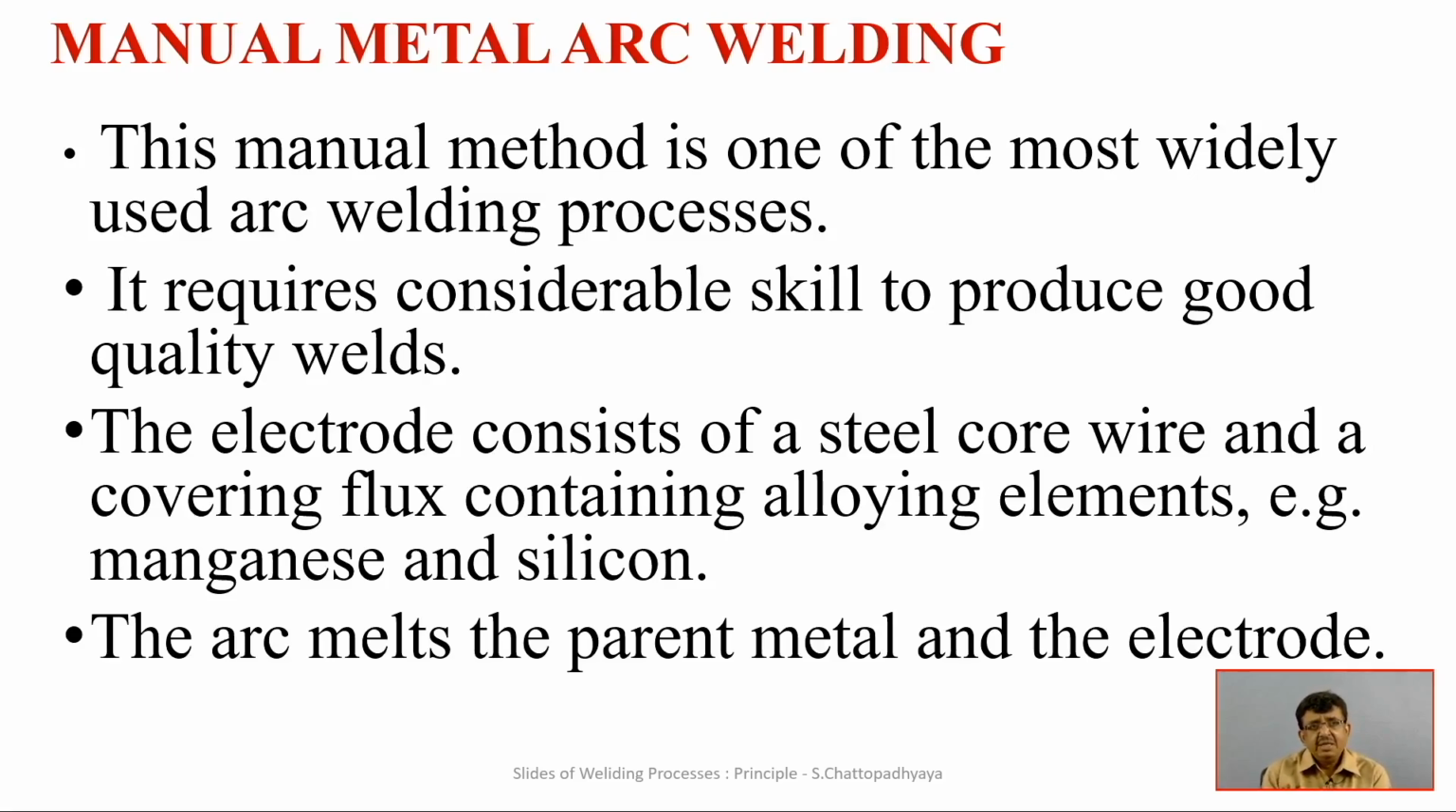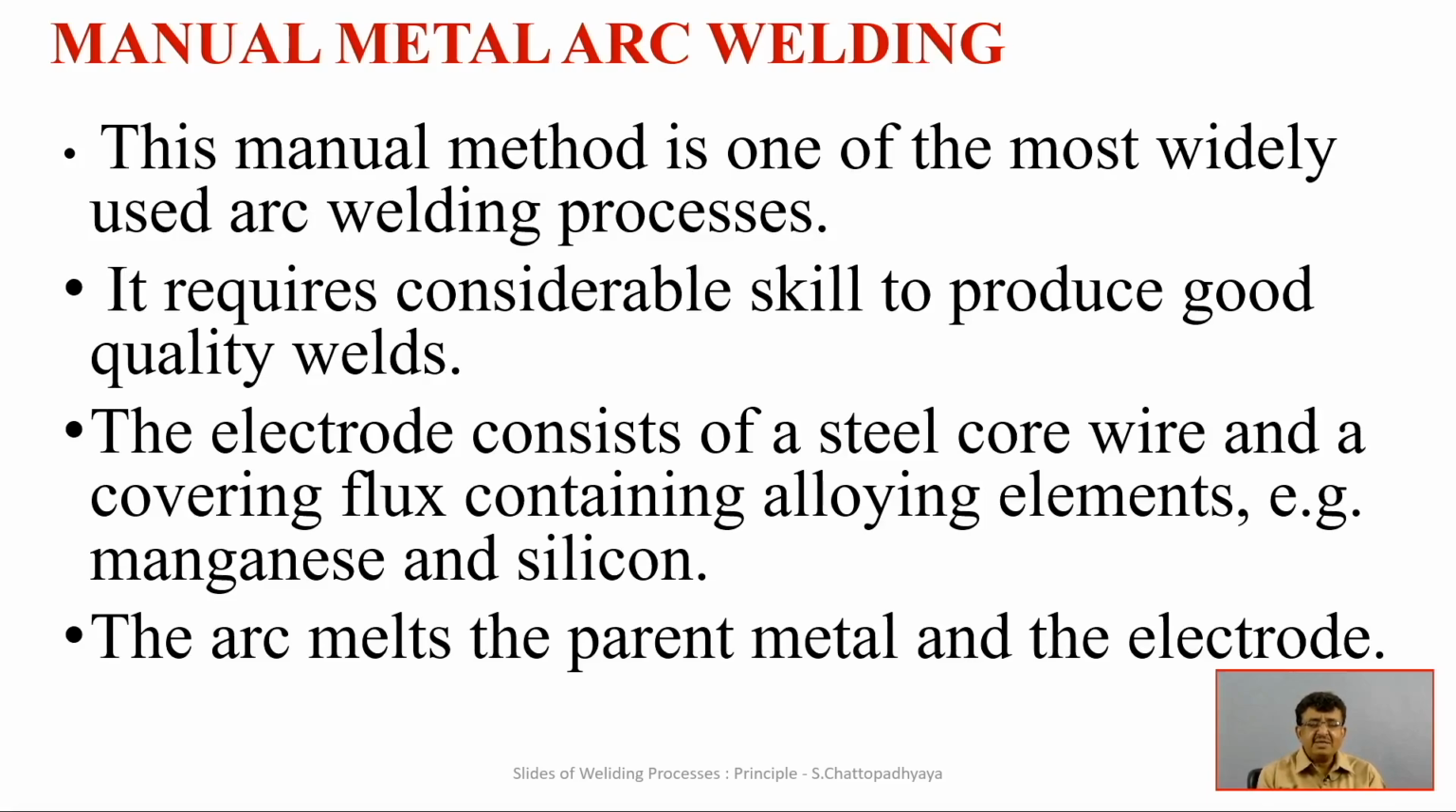The electrode consists of a steel core wire and a covering flux. The core is the electrode, and it is a sacrificial electrode. The electrode is sacrificed by melting, and it acts as a filler material. So it is an electrode as well as a filler material. The covering flux contains alloying elements like manganese or silicon, so that it has some properties.